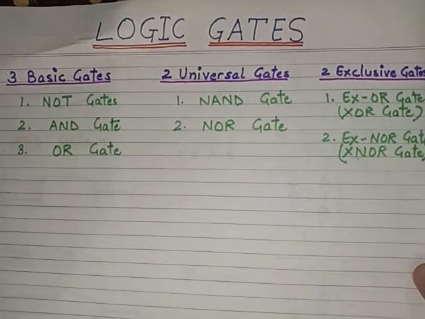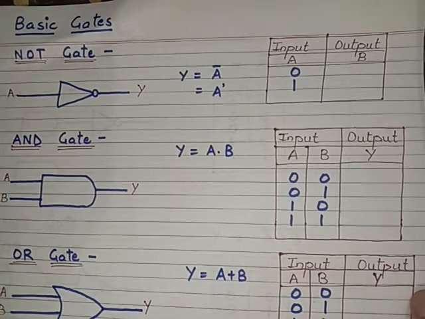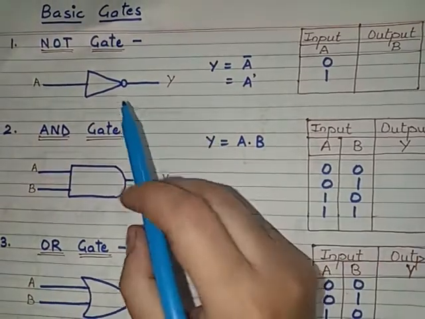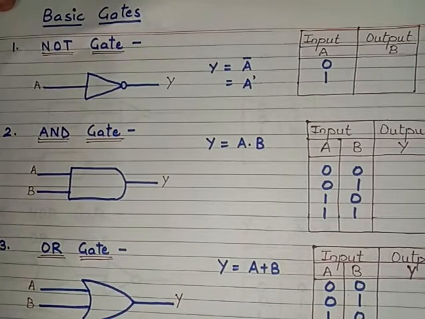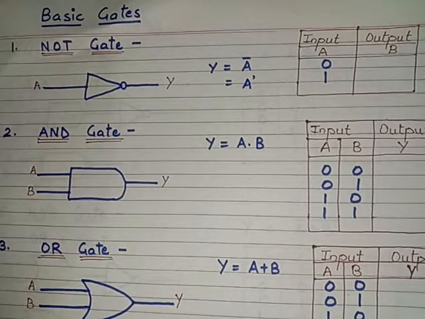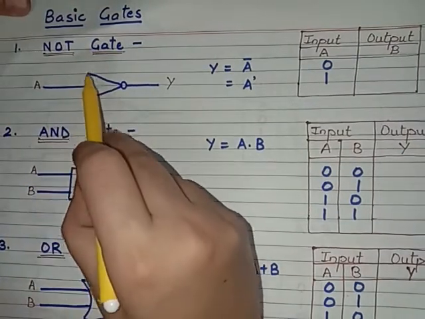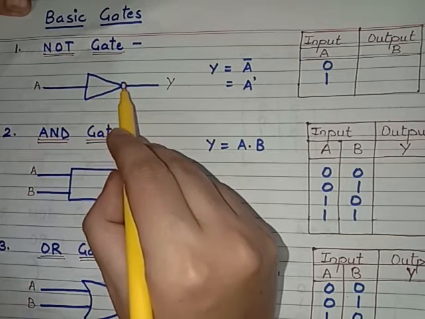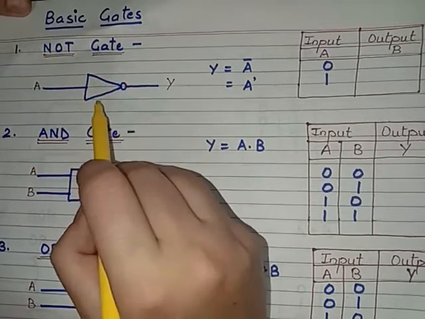So starting from the very first category, that is the basic gates. As we know, here we have three different basic gates. The first one is the NOT gate. When we explain the NOT gate, the first thing we will consider is the symbol. This is the method of how to draw the symbol for the NOT gate. Here we have a triangle shaped symbol with a small circle, and this is called a bubble. This is a symbol for the NOT gate.